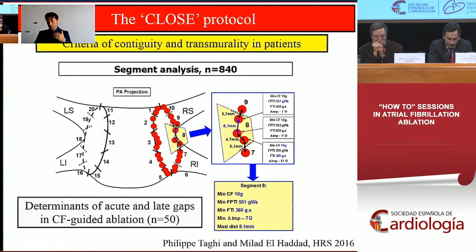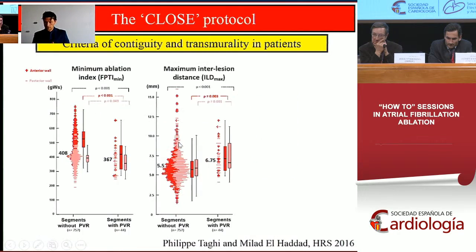And what we did is when the patients were seen back, or when we had an acute gap during adenosine, or a late gap reconnection during a repeat, we could compare the values of index and interlesion distance in between segments with a gap and no gap. So we did careful analysis of segments and careful analysis of ref characteristics. And this is an important slide because, again, the animal model alone would not have been enough.